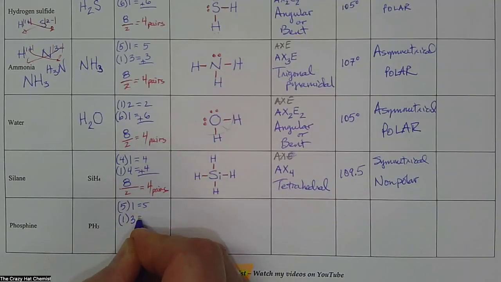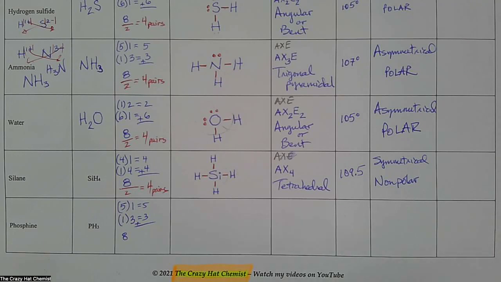That's 5. That's a 3. Sum them up. That's 8. Like everything on this worksheet. Divide by 2 and you get 4 pairs. Notice that everything on this worksheet has 4 pairs. That won't be the case for every single one of the worksheets.